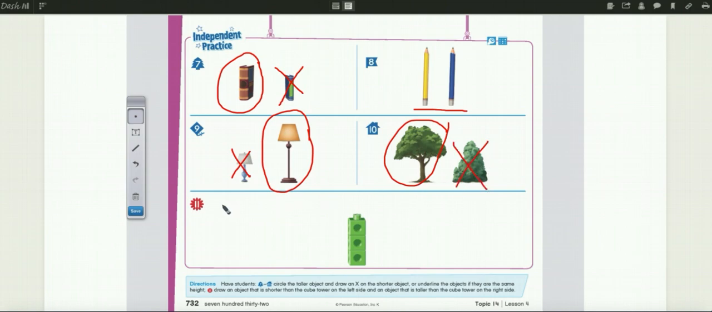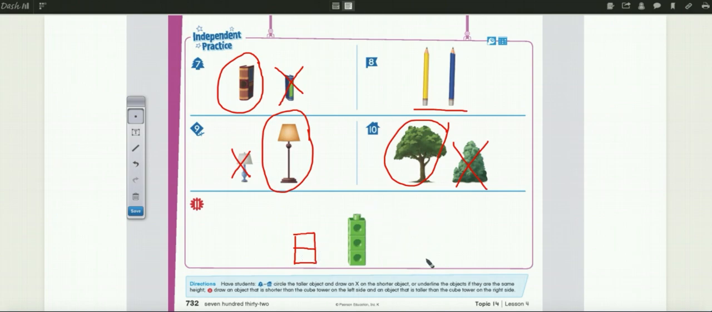For number 11, we need to draw an object that is shorter than the cube tower on the left side. So the left side is over here. So let's draw something shorter. So we can draw 2 cubes. So 2 cubes is shorter than 3 cubes.